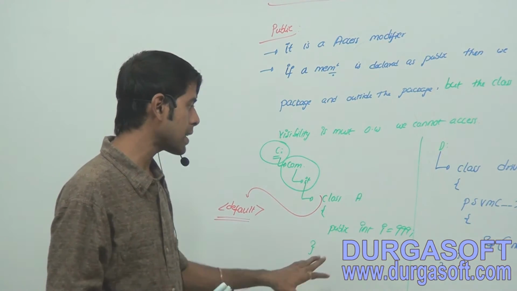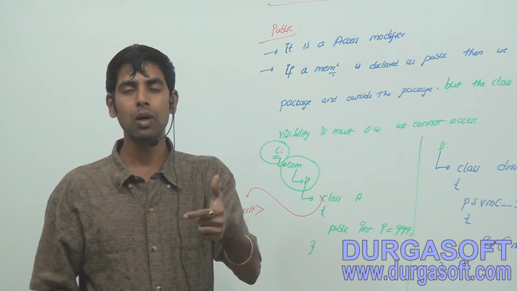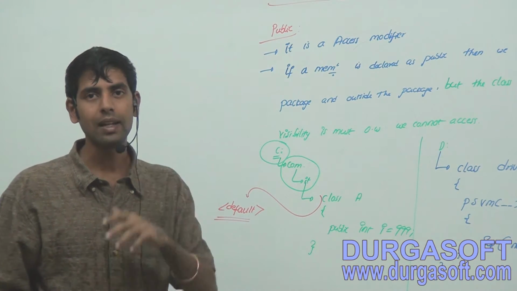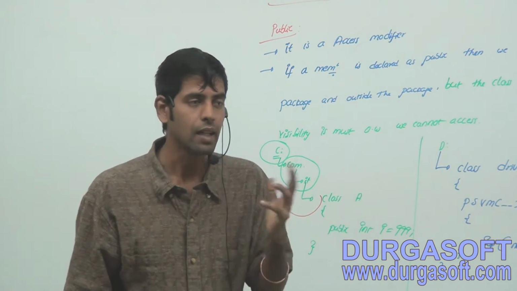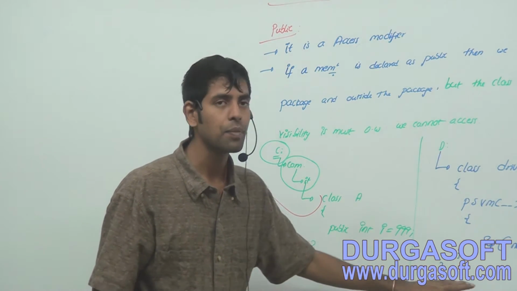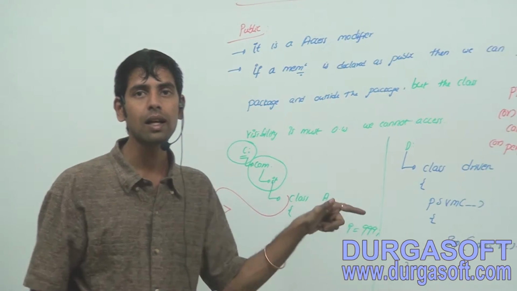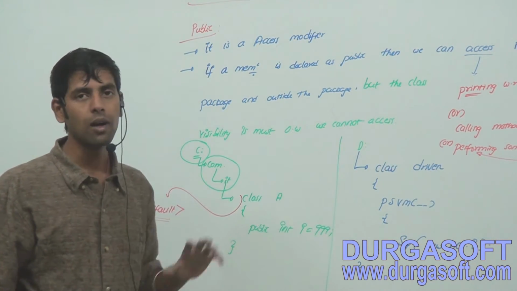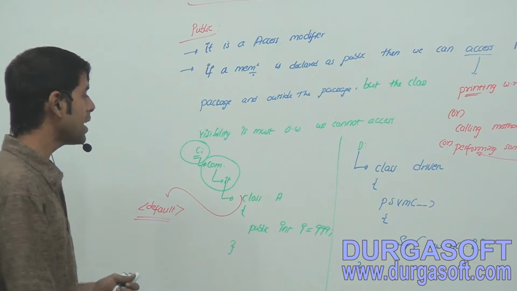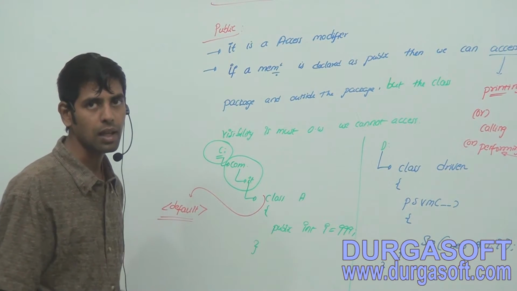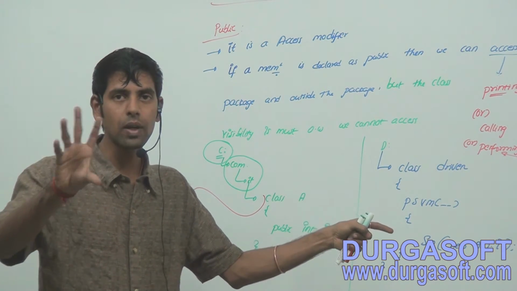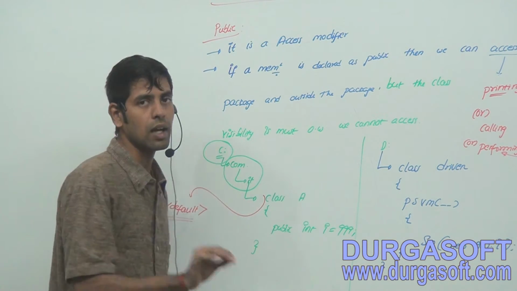How can you access this data member? It is invalid. It will give a compile time error here. So in order to access this one, what do you have to do? You have to make this class public. Then only you can access that one. This is the only twist, sure shot for your interview.